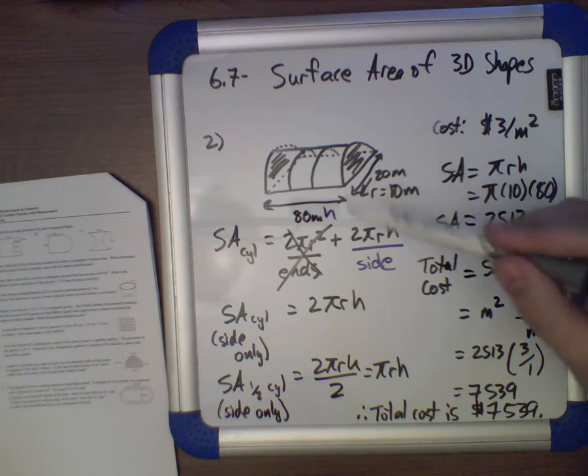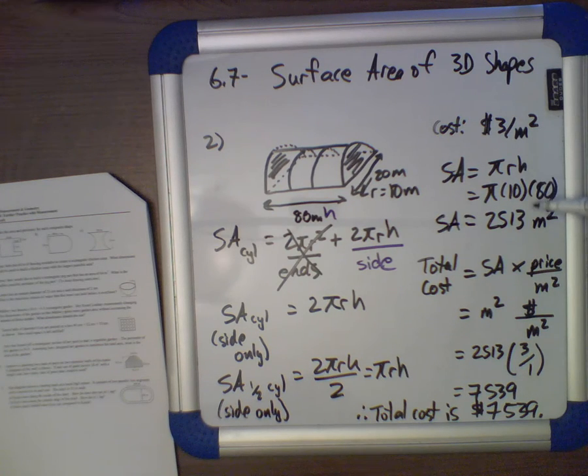We labeled and figured out which number was which. We did our sub and solve. We had the extra step to go from surface area to cost, so we multiplied by the cost per meter squared, which was $3. Got our final answer, summarized, including units.